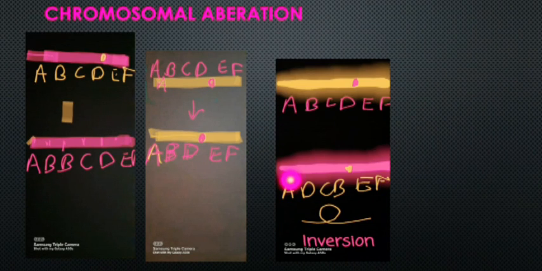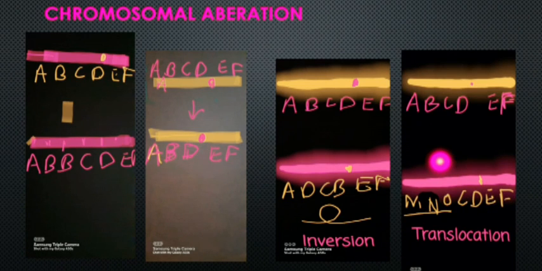Then look at here A, B, C, D, E, F. Here A, D, C, B, that is, it gets inverted, that is, it breaks and reattaches in the same chromosome in an inverted position. B, C, D gets inverted, that is D, C, B. It is like an inverted position, and that's why it is called inversion.